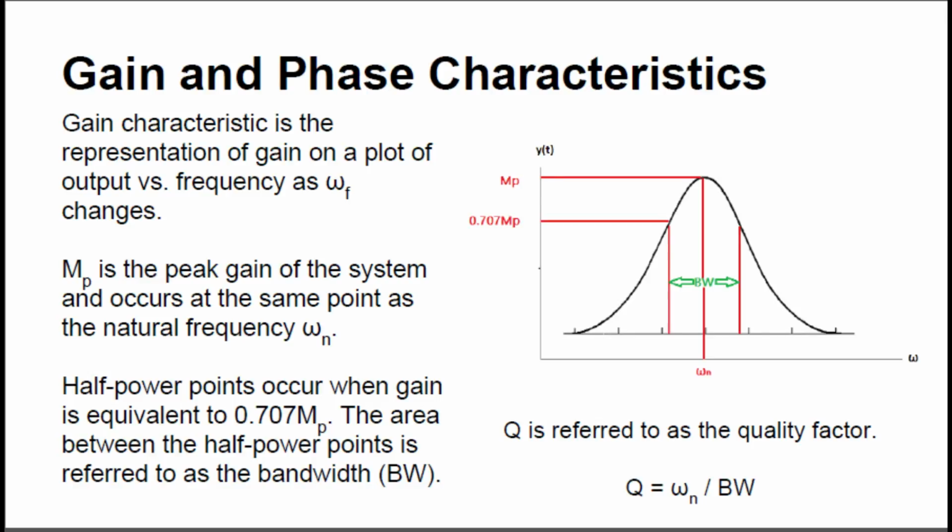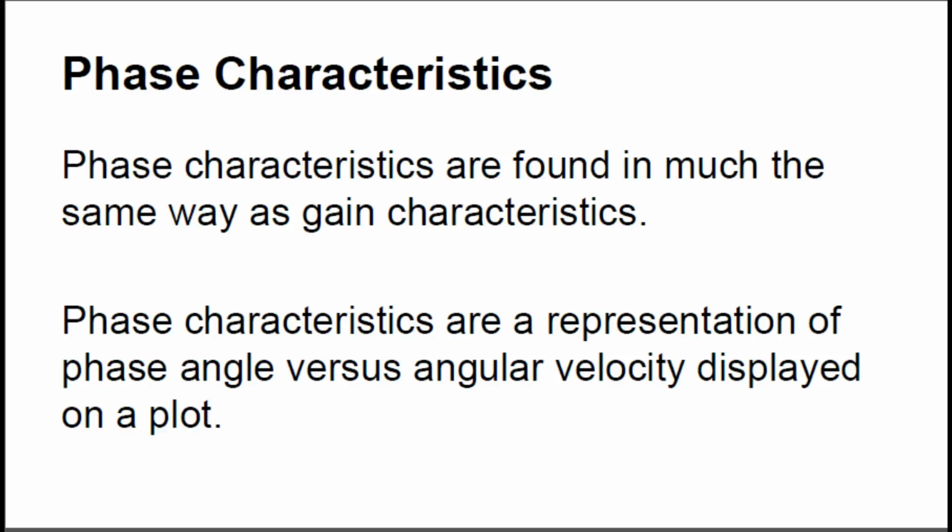Phase characteristics are found in much the same way as gain characteristics, and phase characteristics are a representation of the phase angle versus the angular velocity displayed on a plot. So they'll look very similar to those that we just looked at.